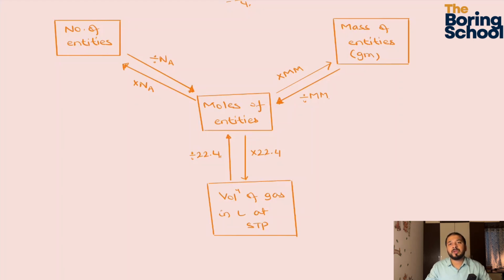In the exam they can give you number of entities, and they can ask what will be the mass. Or they can give volume of gas at STP, and they can ask what is the number of gas molecules or what is the weight of gas molecules, like I have asked in the beginning of this lecture. So how will we relate? Suppose volume of gas at STP is given and they're asking number of entities. How will you approach? From volume of gas, first you have to find moles of entities, and from moles of entities we can find number of entities.